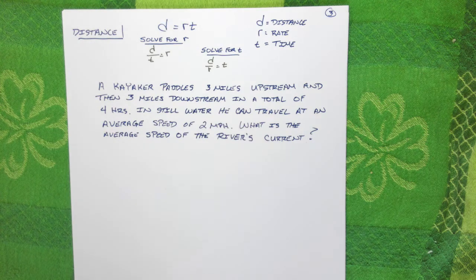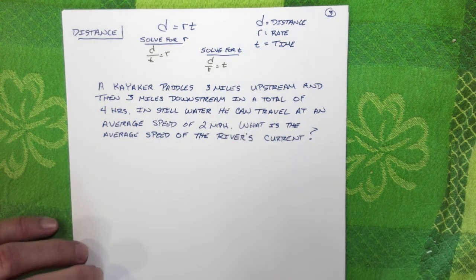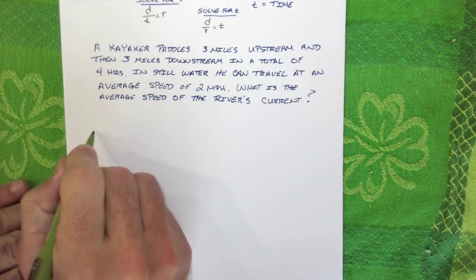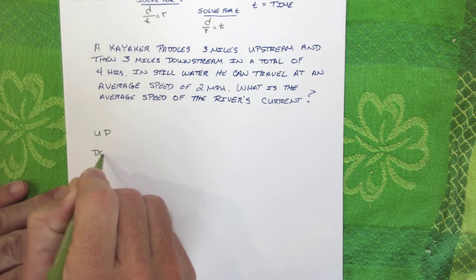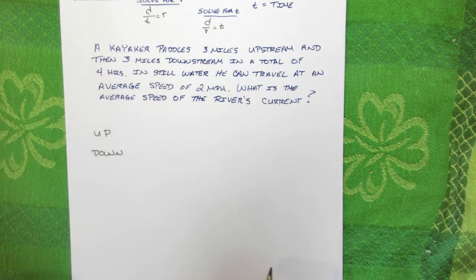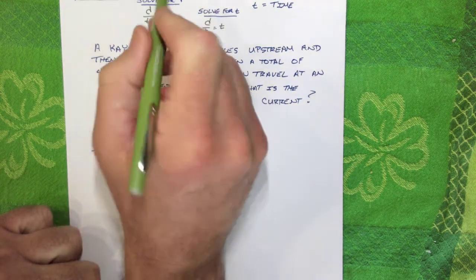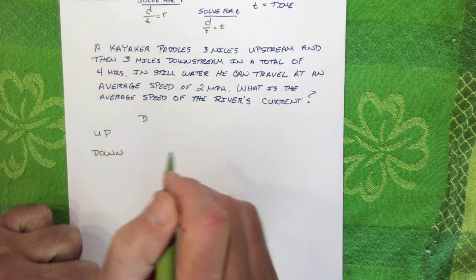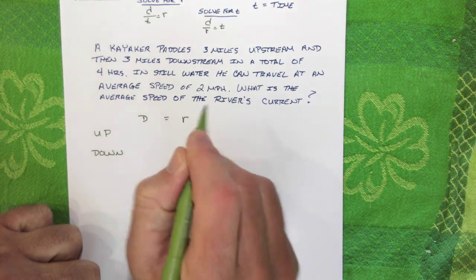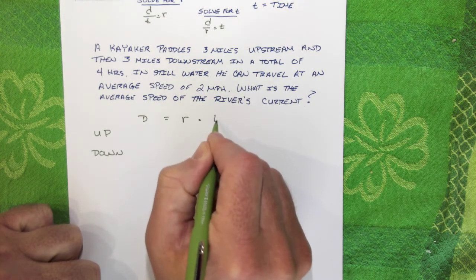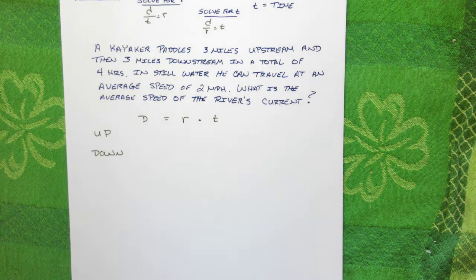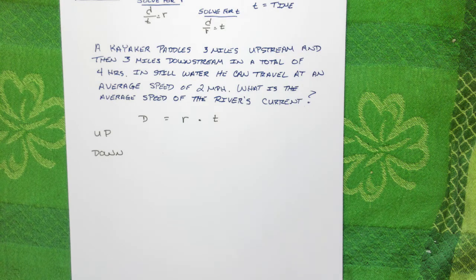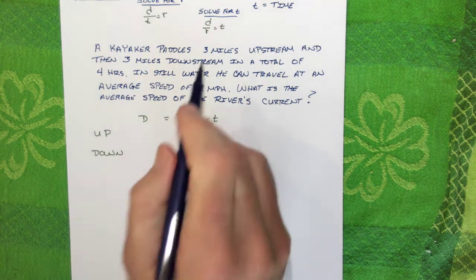So let's set something up to get organized. What did we do in this problem? We went upstream, and we went downstream. So let's do that. We go up, and we go downstream. We have a distance. Again, use our formula here. Distance, so I'll label distance right here. We have a rate, and we have a time. Distance, rate, and time. So as we look at this, how far did we go? Well, it says we went 3 miles upstream.